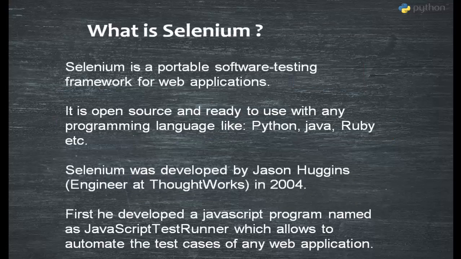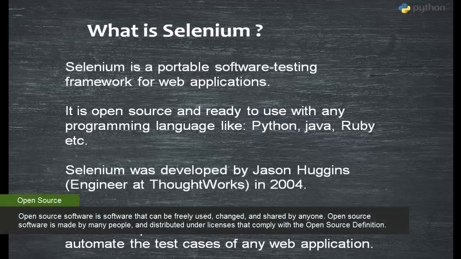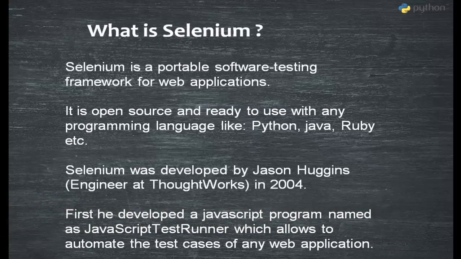So the next question is, what is Selenium? Selenium is a portable software testing framework for web applications. Before Selenium or any automation framework, we were testing manually, and it is very difficult to perform testing again and again. Let's say if you want to perform a repeated task, then it is very difficult for manual testing. So it is open source and ready to use. Open source means it's free and ready to use with any programming language like Python, Java, Ruby, Perl. We will discuss in detail, but this is a brief introduction.